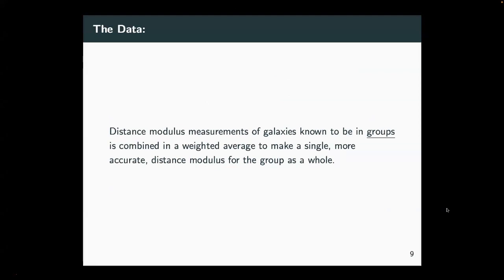Okay, another aspect of this data is that galaxies have been identified for being in the groups that they're in, and then the distance moduli have been averaged, done a weighted average, to make a single, more accurate distance modulus for the group as a whole. So the data is divided into both single galaxies and galaxy groups, and that also tends to eliminate some of the nonlinear motions in the survey.